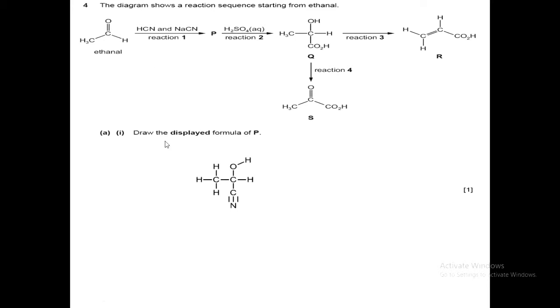So overall, you have to write the displayed formula. In the displayed formula of P, the carbonyl part is converted into alcohol along with the cyanide group attached to it. So all the bonds are shown. This is the structure of the molecule that you have to draw to get 1 mark.